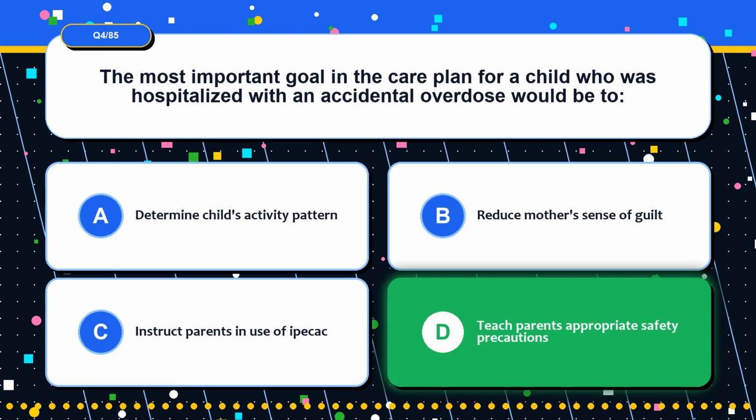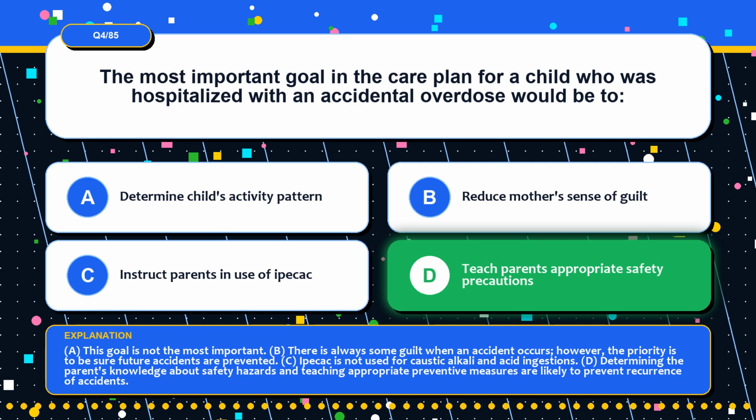The correct answer is option D. Teach parents appropriate safety precautions. A. This goal is not the most important. B. There is always some guilt when an accident occurs. However, the priority is to be sure future accidents are prevented. C. IPCAC is not used for caustic alkali and acid ingestions. D. Determining the parent's knowledge about safety hazards and teaching appropriate preventive measures are likely to prevent recurrence of accidents.